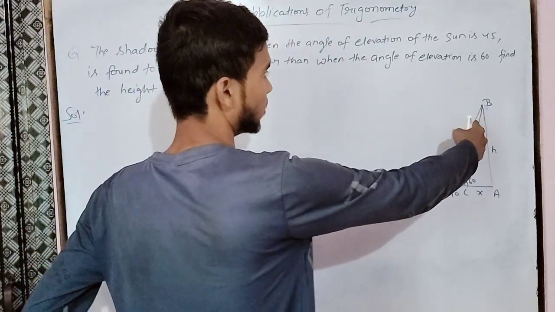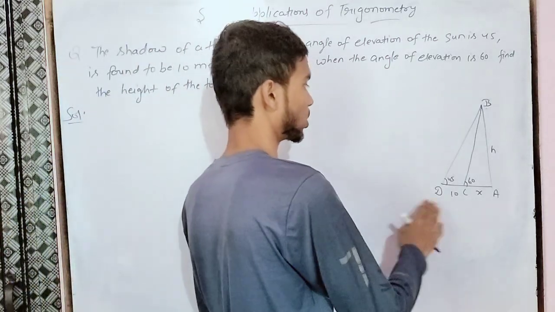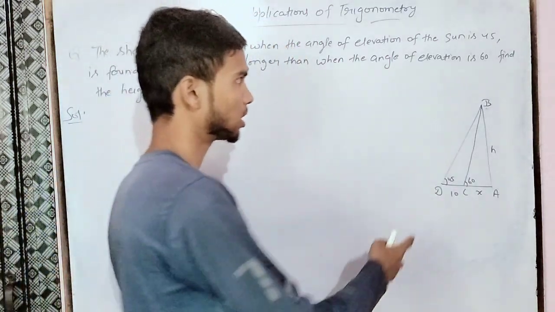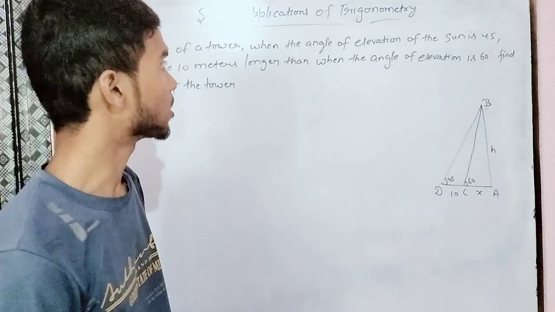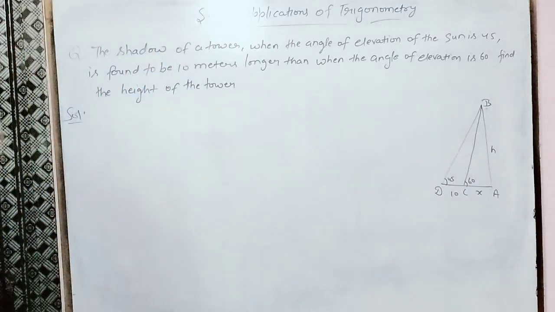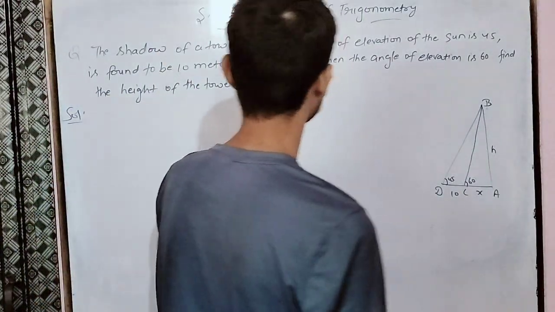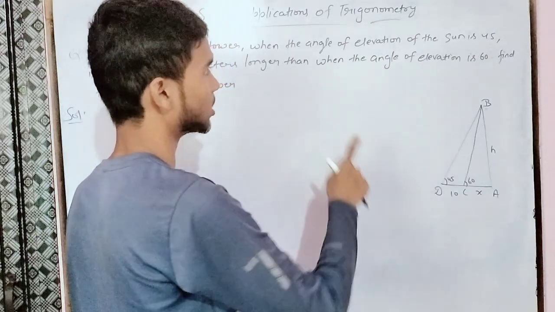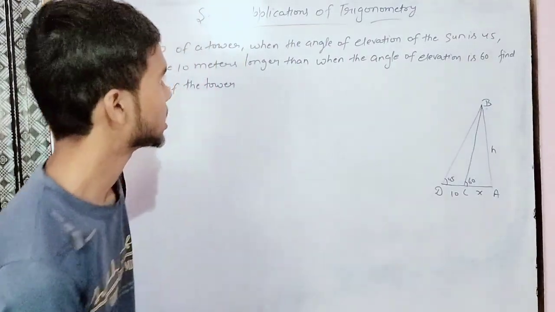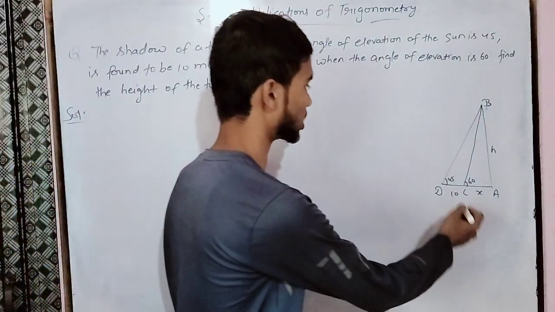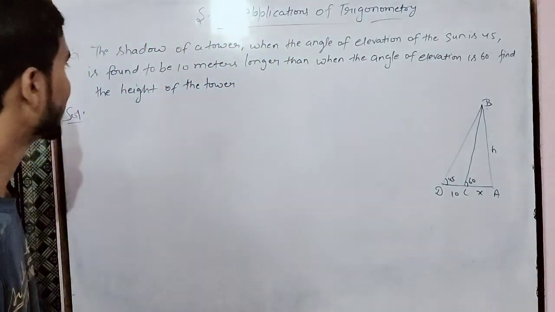If we put 45 here, then it will not be the angle of elevation. So here we are talking about the angle of elevation, which is why the angle of elevation of the sun would be here. Now the shadow at 45 is found to be 10 meters longer than when the angle of elevation is 60. So here is the angle of elevation, which is 60. From here to this angle is how much? 10 meters.